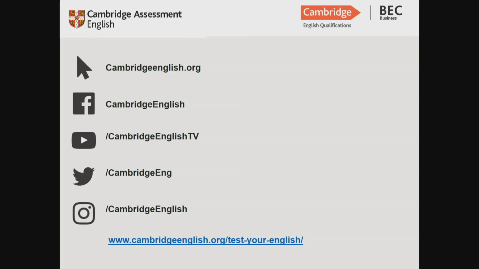You can find lots of information about the Cambridge English Qualifications, the business qualifications, through all of these different means. And also at the bottom, something that you might find useful is something called Test Your English, which is a really quick and free placement test which tells you what level of English you've got and which of the BEC qualifications would be the best one for you to study for.